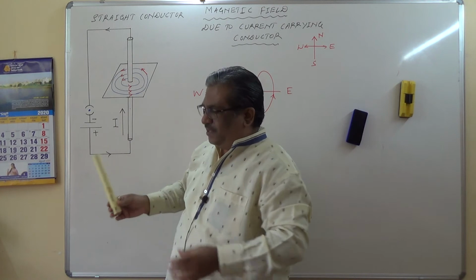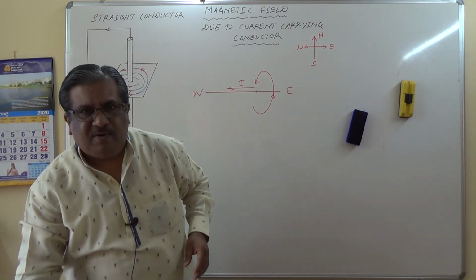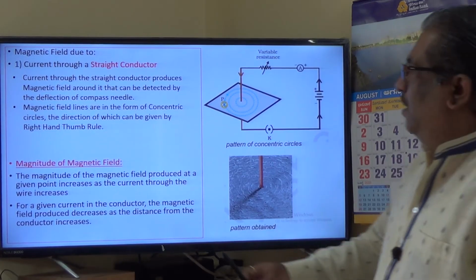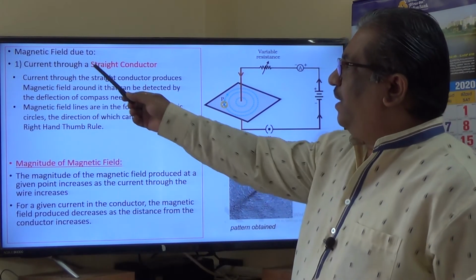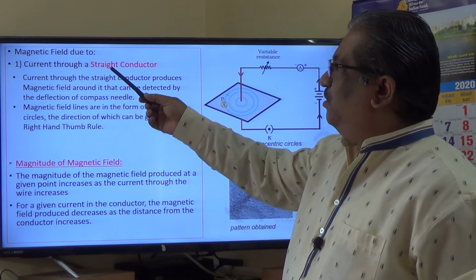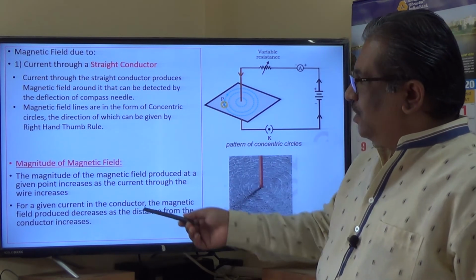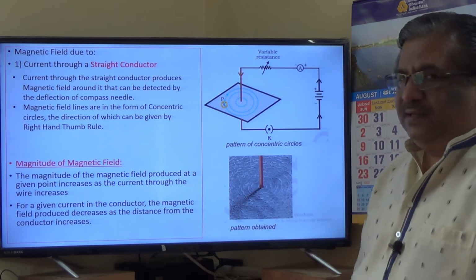Fine, with respect to the straight conductor, let me direct you to the PPT now, make notes, and then we'll go to the circular loop. Yeah, here, magnetic field due to a current through a straight conductor. Draw the diagrams, make all these notes, pause the video and make the notes.